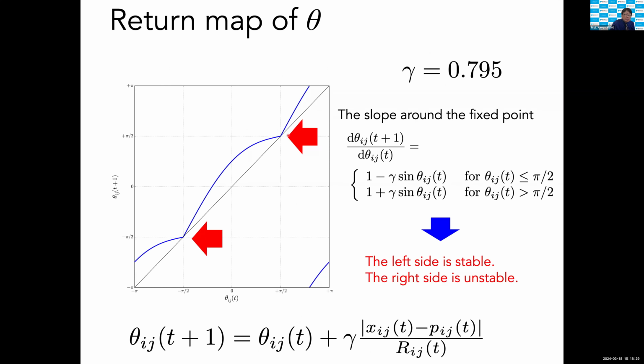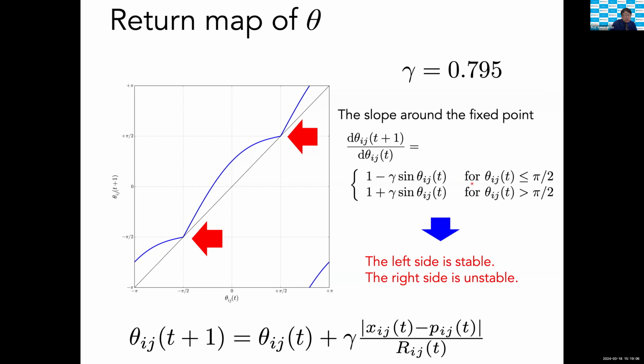The nonlinear mapping that determines the search point is described by a return map, as shown in this figure. This return map has two fixed points. To clarify the stability of these fixed points, we examined the slope of the map around the fixed point. The slopes of these fixed points are derived as follows.